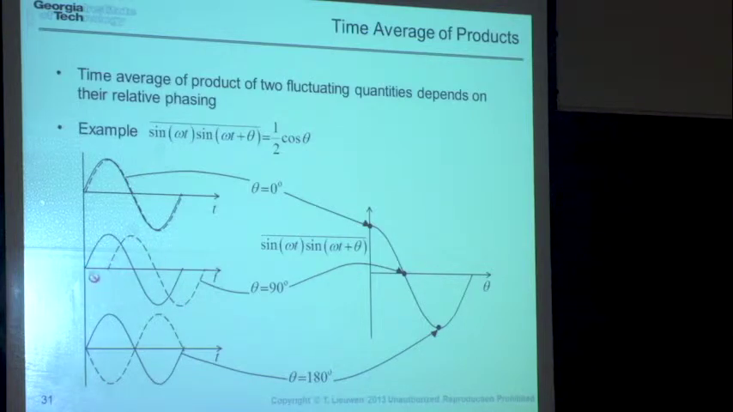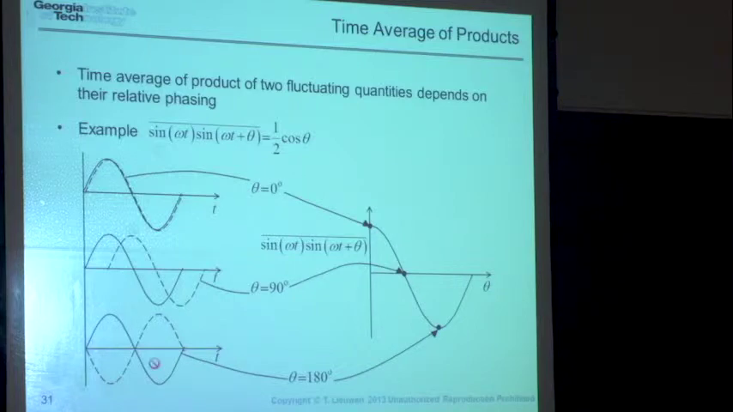Well, right now, this is positive, that's negative, so it's a negative. For this part of the cycle, they're both positive, and it's positive. Positive and positive, positive and negative, etc. So when you actually average it, you get 0, right? So you get a term that oscillates at 2 times the frequency, but there's no average. The time average is 0. So in other words, let's plot that point. That's 0 right here. So we decrease from a half down to 0.